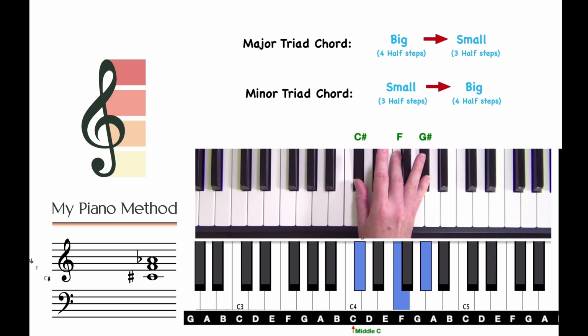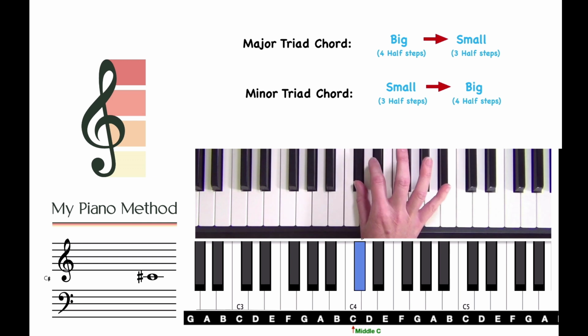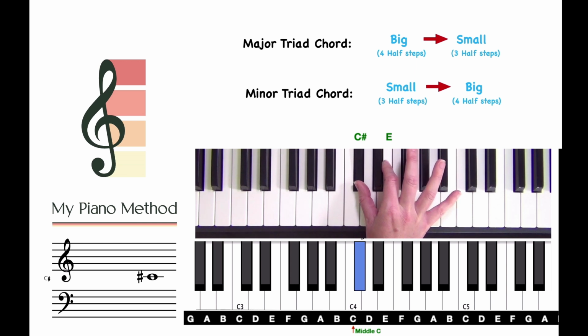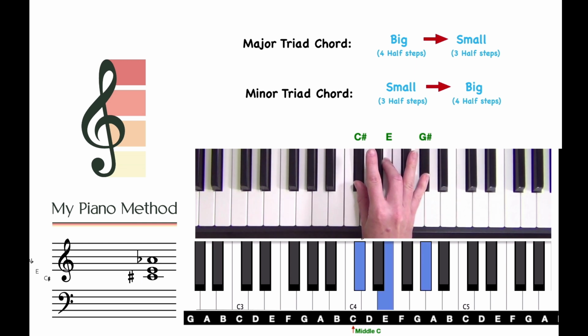Now, of course, we can just drop down the middle finger by half a step to get the minor. There's the major, minor. But you can count to find your minor. Remember, to find the minor chord, you just switch it. So it's small followed by big. So from the C sharp, we would count up 3. 1, 2, 3. And then 4. 1, 2, 3, 4. And there's our minor triad.